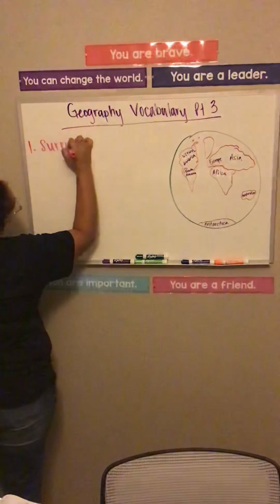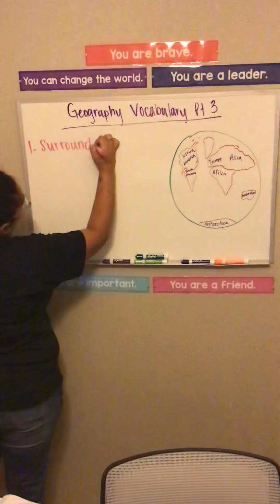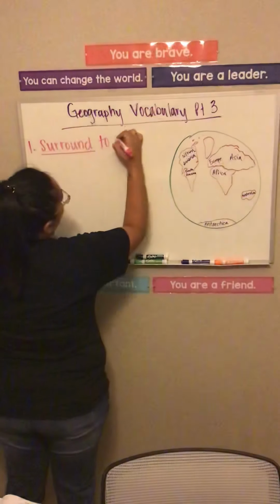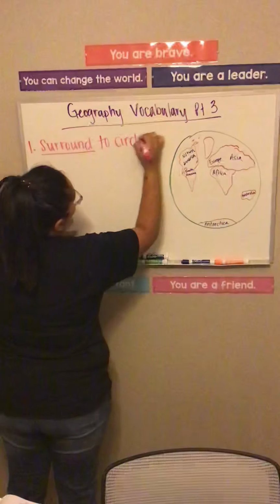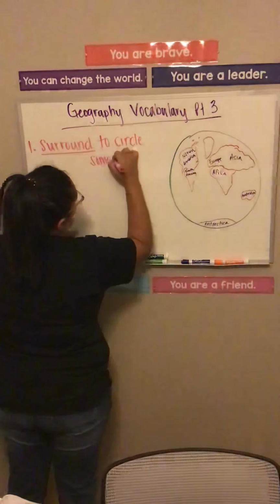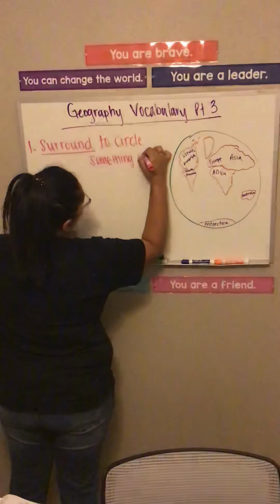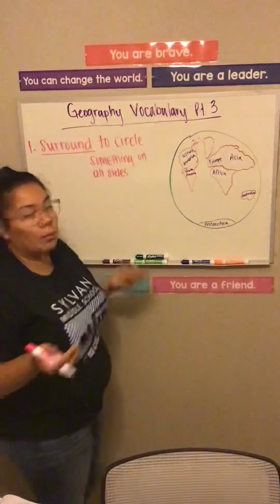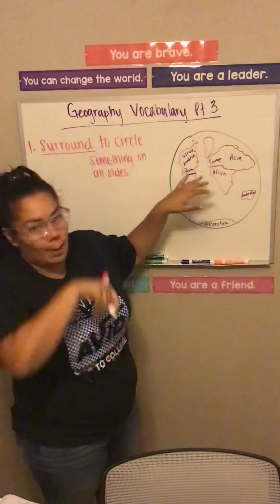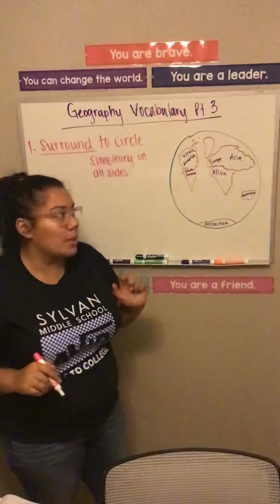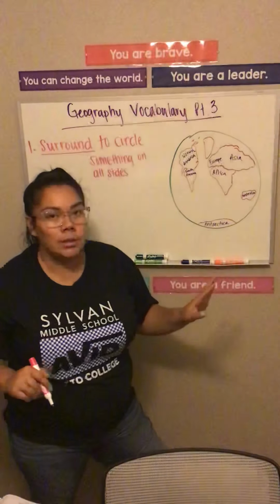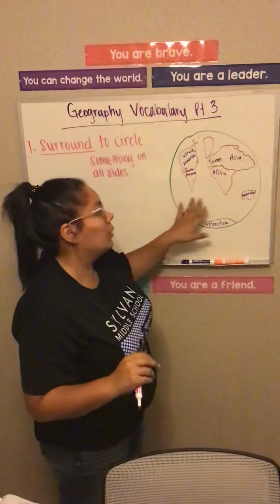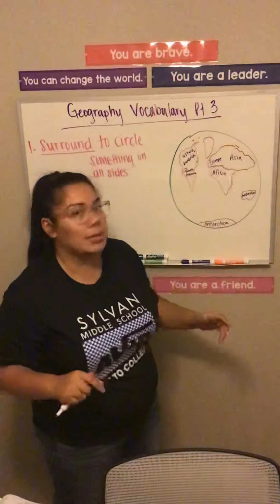So your first word is surround. Surround means to circle something on all sides. So we are talking about the oceans, right? So here's our map. We should have this labeled already, the one you have in Cami, right? We labeled all 7 of our continents. And now we're going to talk about what surrounds them. And what surrounds them are all the oceans, the different oceans that surround these continents on all of its sides.